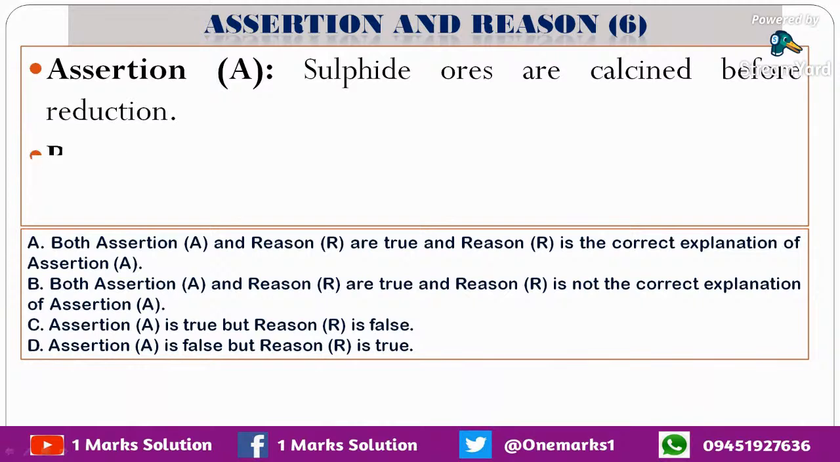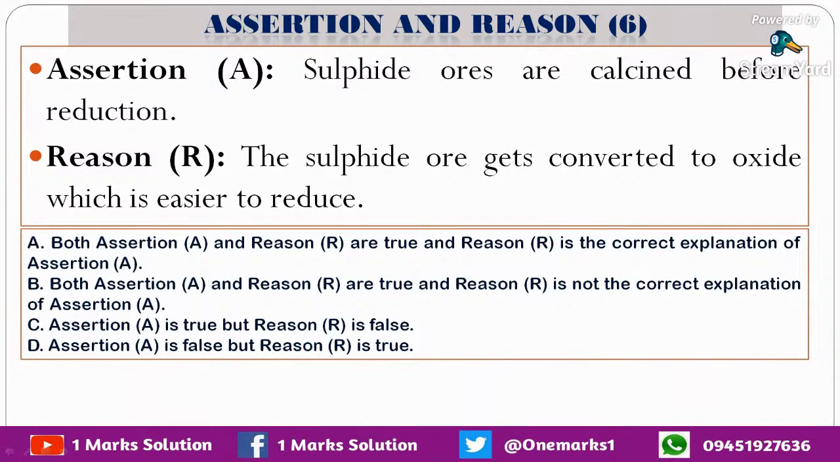Next assertion that we have is sulphide ores are calcined before reduction, and the reason is the sulphide ore gets converted to oxide, which is easier to reduce.